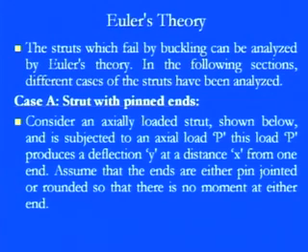Assume that the ends are either pin joints or rounded, so you can represent it either way. You can simply say that these are pin joints. It has only one degree of freedom, which is in the x direction, or we can show it by a dot or rounded part, so that there is no moment at either end.